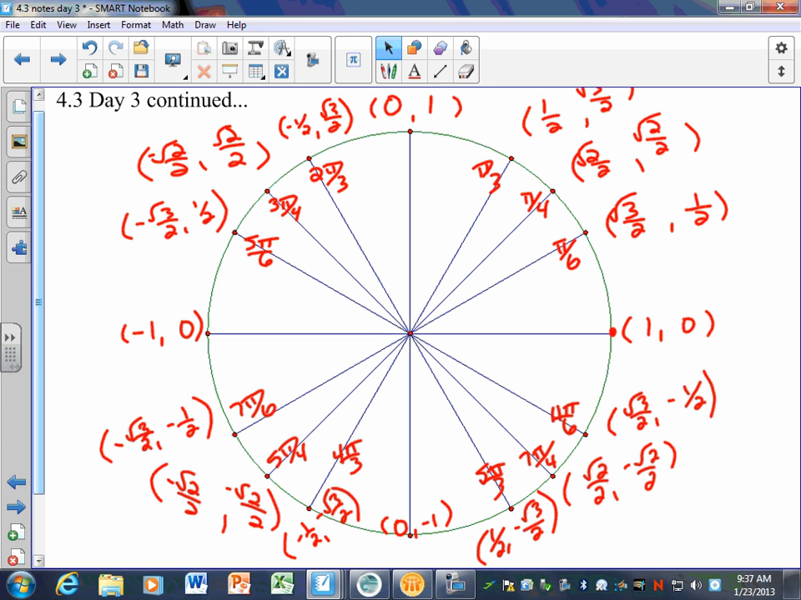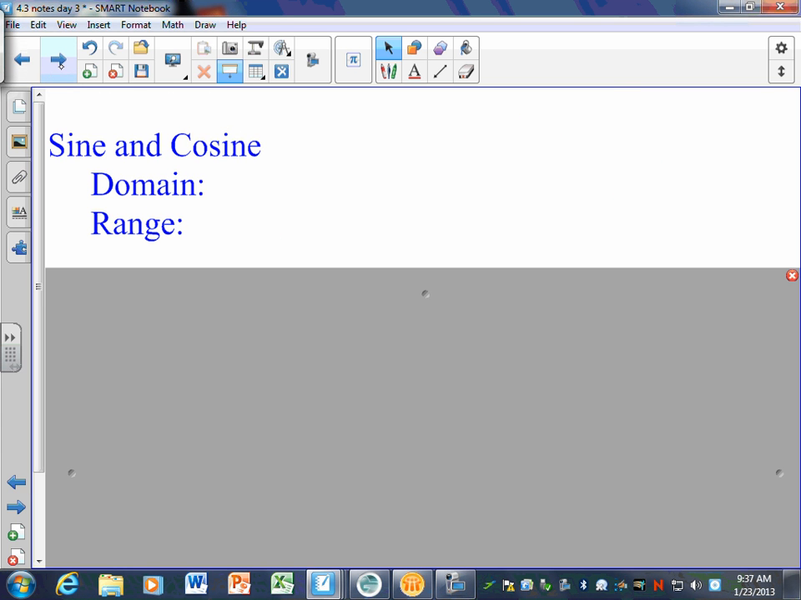I want to get to the last thing that I want to talk about today, which is sine and cosine and talking about their domain and range and such. So I just have a couple little slides of notes here. This is our last day of notes before our test. And this kind of goes right with that worksheet, so it kind of worked out well that we did that worksheet yesterday.